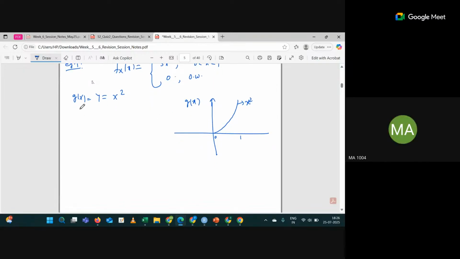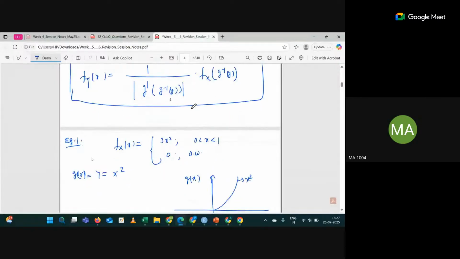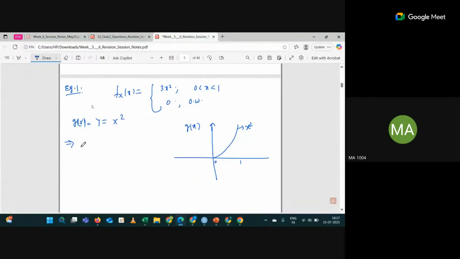So g of x is x square, given as y equal to x square. From the formula, what else can I write from here? g of x is x square, so g dash of x is 2x. No, we have to differentiate this function, not that function. x square is the function, so g dash of x is 2x. 3x square is the PDF.